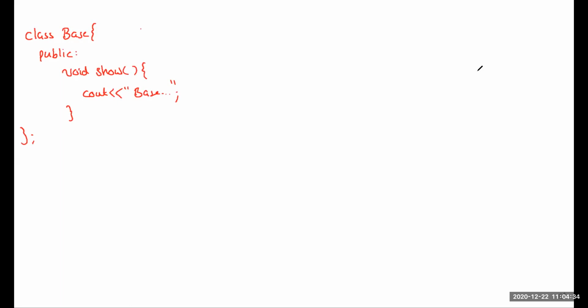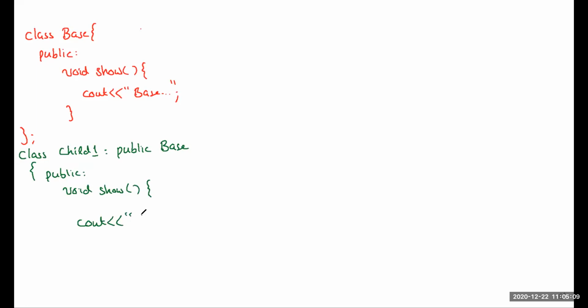So now this is the parent. Now we'll be making two child classes. I'll name them, say, child one and child two. So this is, say, child one. And I will be simply overriding that function. So I'll be writing void show, and here we'll be writing cout "child one".